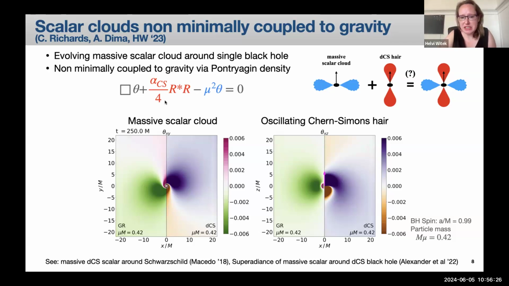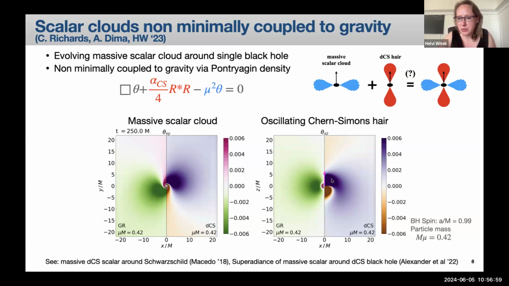Now, the picture is a little bit different when we look at the plane that's perpendicular to the equatorial plane, so aligned with the spin. So that's the ZX plane. The spin of the black hole is indicated here. And again, on the left-hand side, it's a simulation in general relativity, just with a massive scalar field. And on the right, we have our correction due to the Pontryagin density, where we see this dipole structure emerging due to the Pontryagin density.